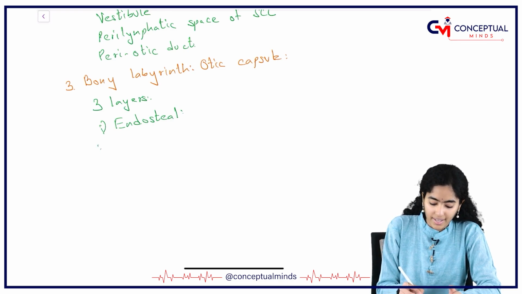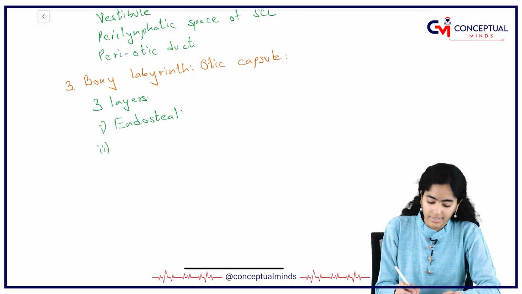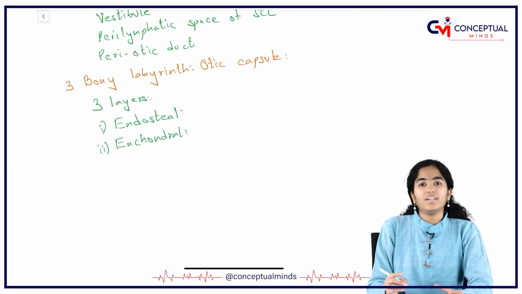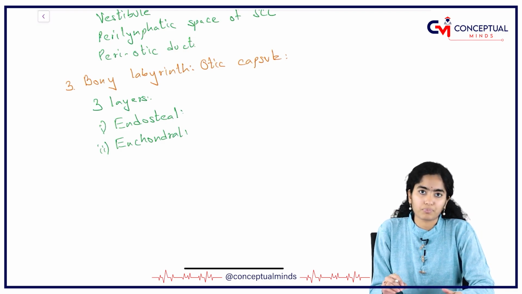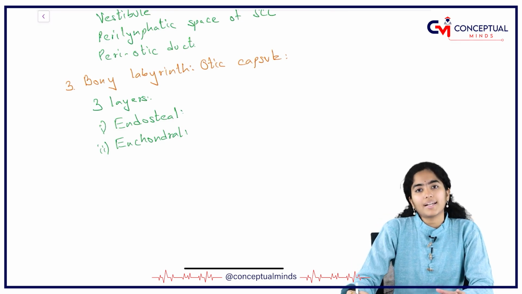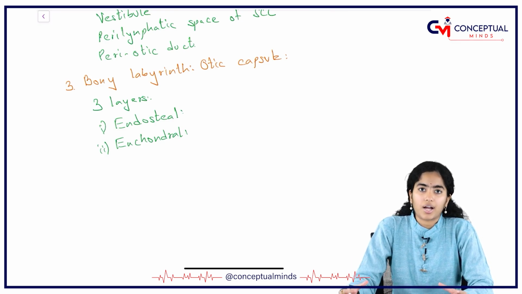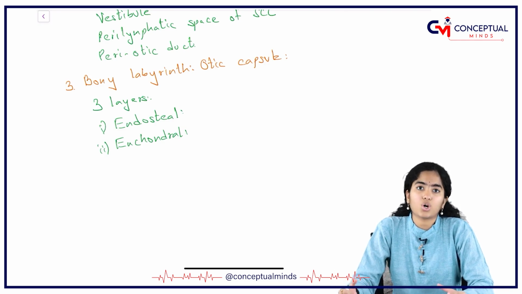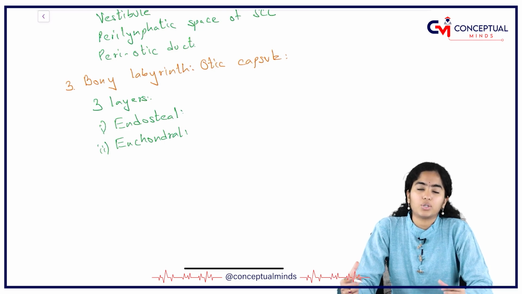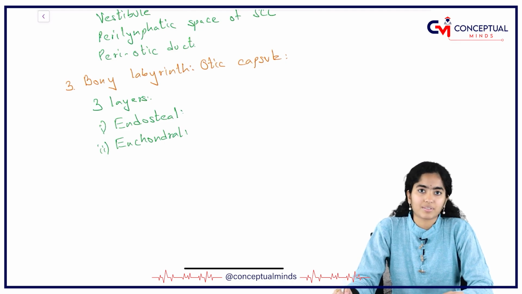Then we have the enchondral layer. The enchondral layer is the layer that develops from cartilage. So when this cartilage is developing into bone, some islands of cartilage are still left there unossified. And sometime later in life, they start to get activated and result in otosclerosis.